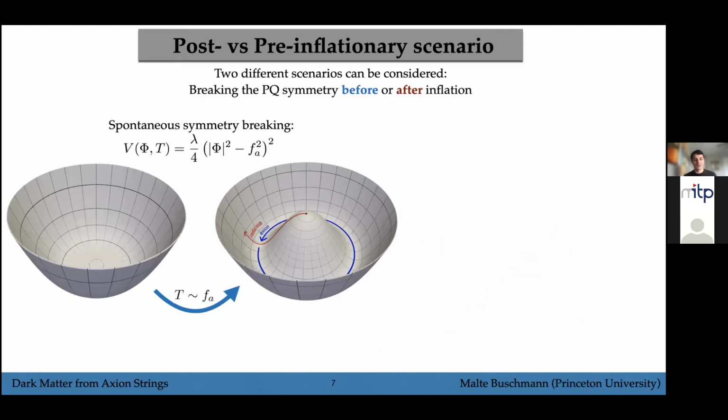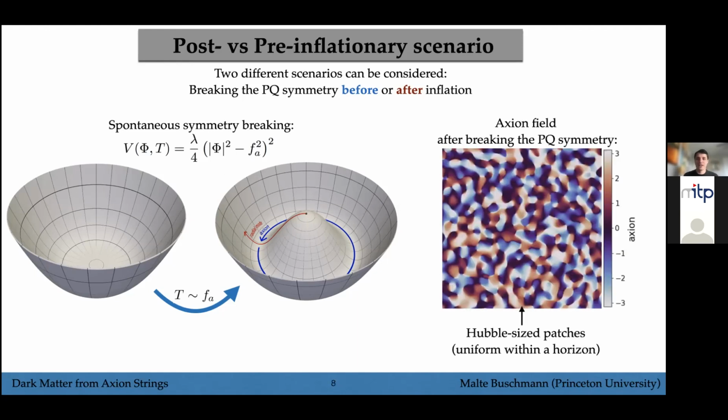What it means to break the PQ symmetry is that at high temperatures above the breaking scale, you just have your normal φ^4 potential, and then at some point you start seeing the symmetry-broken potential with a bump in the middle. The way you parameterize that, just to bring everyone on the same page, is that you have a complex scalar field, so you have two degrees of freedom. The angular one is what we then call the axion, and then you have the radial mode, which is the radial component of the field.